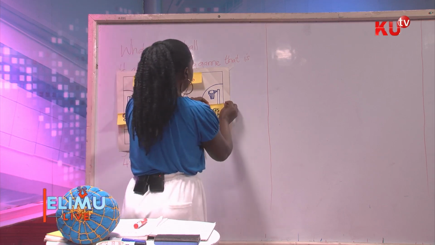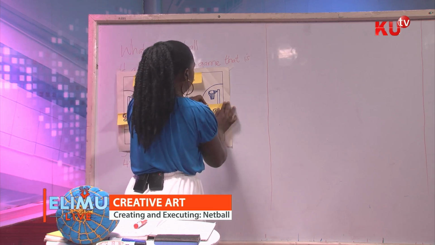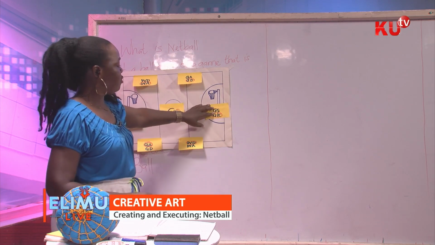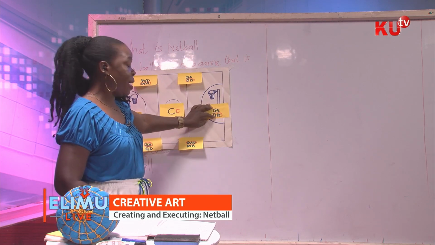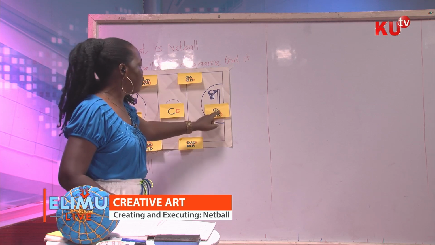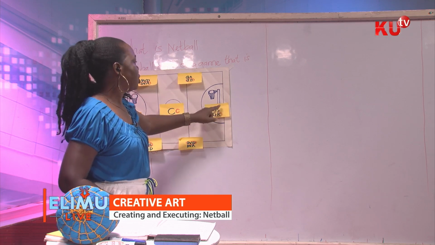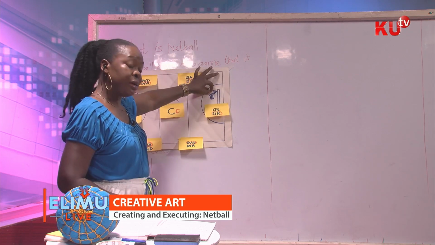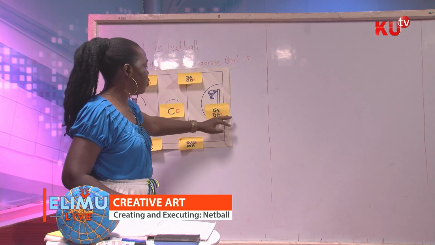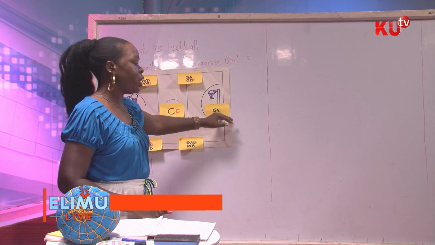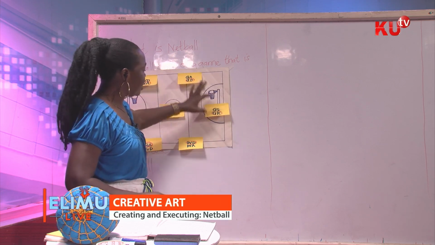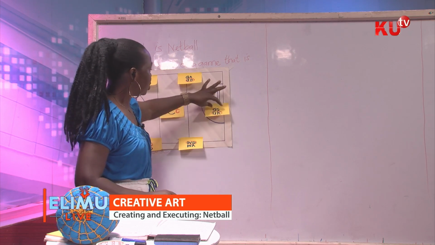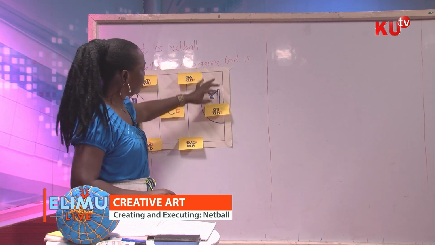Now, we are having number 7. In number 7, we have another goal shooter and another goalkeeper. The work of this goal shooter this side is also to shoot the ball, to make sure that the ball enters the ring. And then the work of the goalkeeper here is to make sure that the goal shooter does not receive any ball. She'll make sure that she defends the goal shooter in order not to receive any ball.